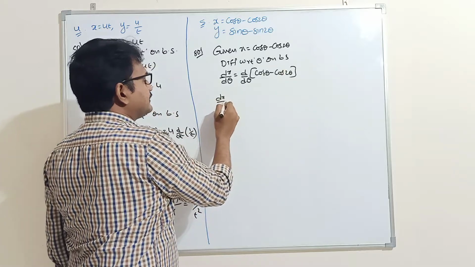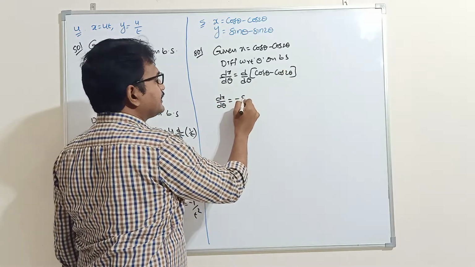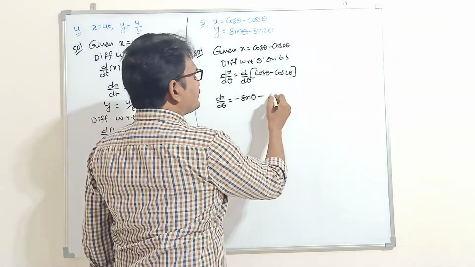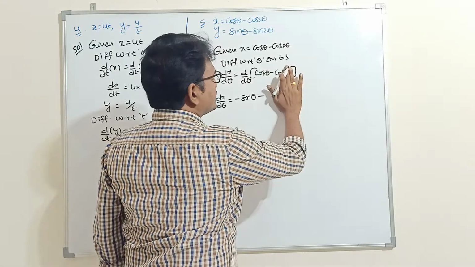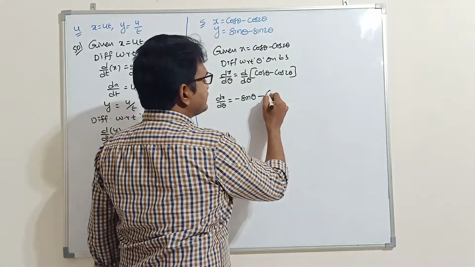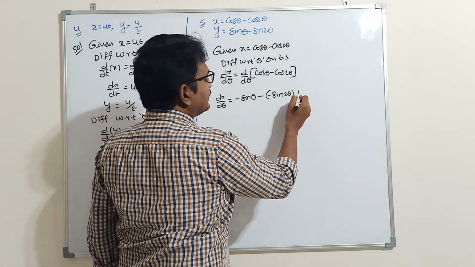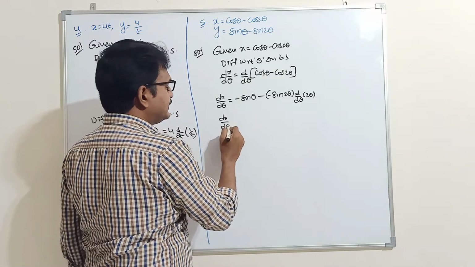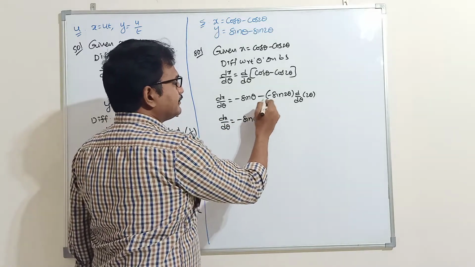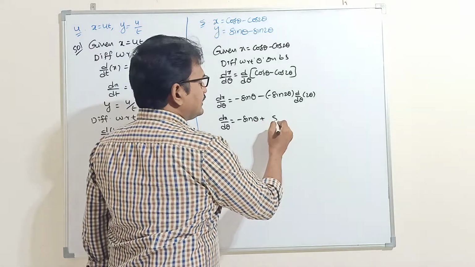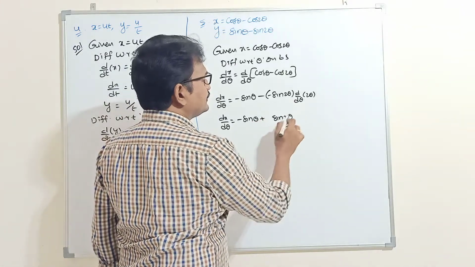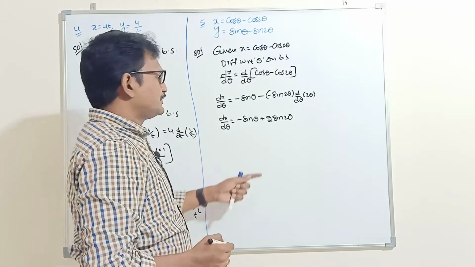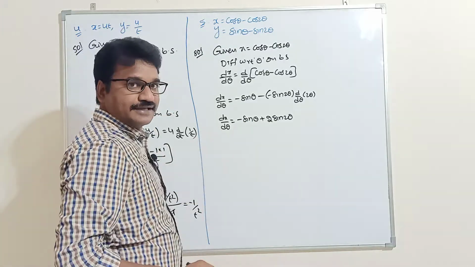So dx by d theta is equal to d by d theta of cos theta, which is minus sin theta, minus the derivative of cos 2 theta. Assume 2 theta as a single angle. So d by d theta of cos 2 theta is minus sin 2 theta into d by d theta of 2 theta. So dx by d theta is equal to minus sin theta, minus into minus, plus sin 2 theta into the derivative of 2 theta, which is 2. So dx by d theta is 2 sin 2 theta minus sin theta. This is the value of dx by d theta.